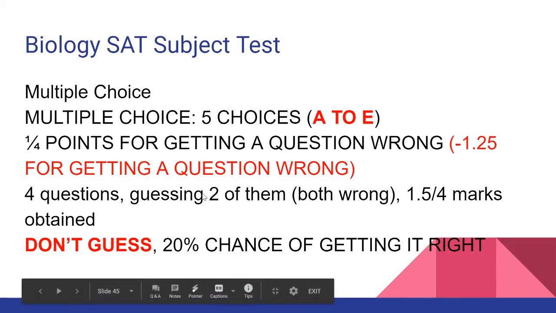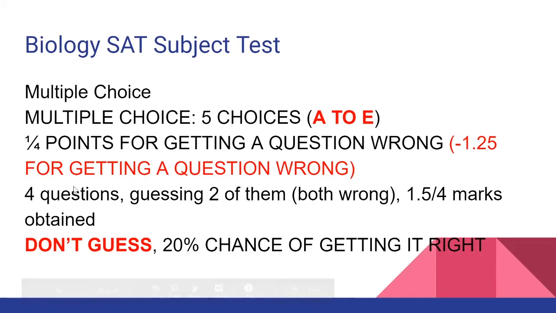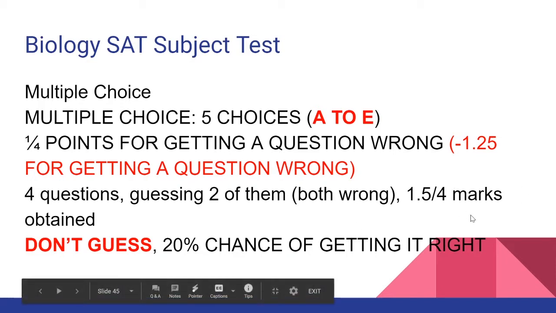So if you have 4 questions and you guess 2 of them, you get 2 of them right. But the ones you guessed were both wrong, you're going to get 1.5 out of 4 marks. So just don't guess. It's better to get a 2 out of 4 than a 1.5 out of 4, okay? So don't guess, only 20% chance of getting it right.